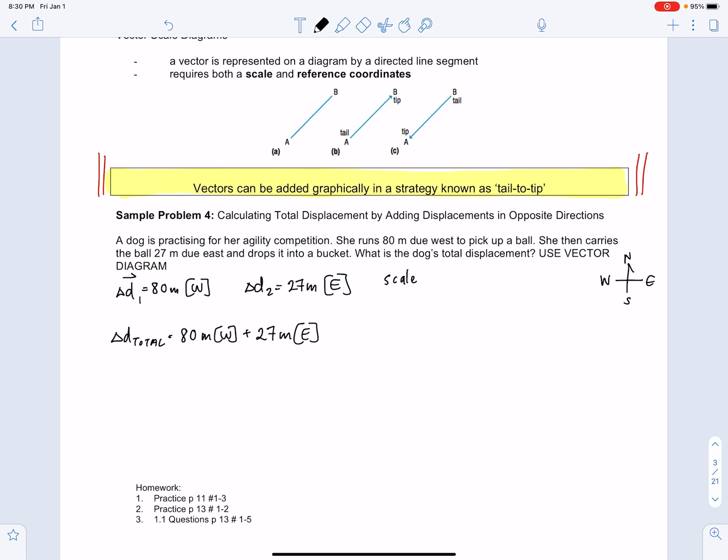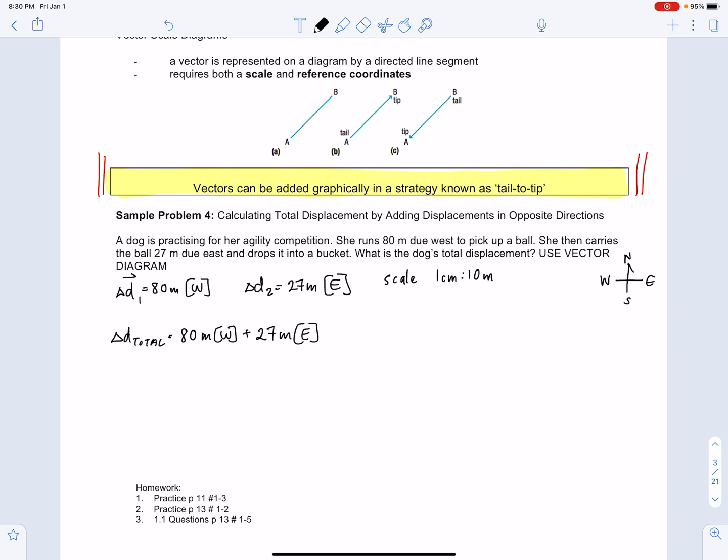So we have to choose a scale that allows us to draw these efficiently on this piece of paper. So I'm going to choose a scale that says 1 centimeter is 10 meters. Okay, let's start.